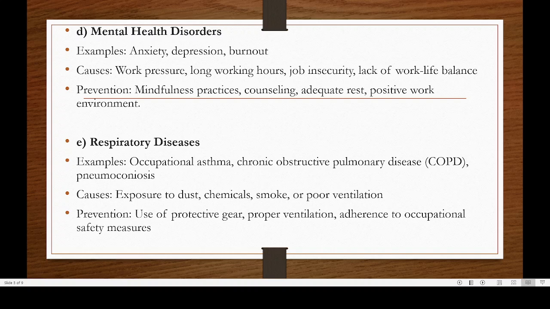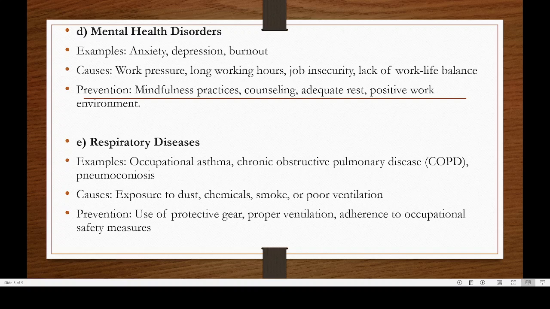Then respiratory diseases are the different types of respiratory disease, like asthma and chronic obstructive pulmonary disease, all of which we have already studied. Then pneumoconiosis, which is a kind of pneumonia.